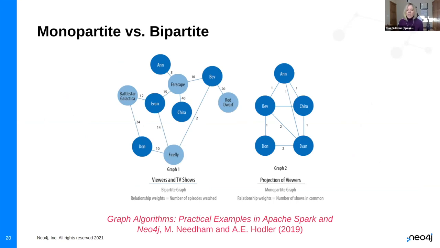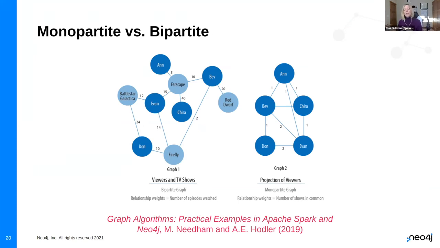Okay, monopartite versus bipartite. What this means is, how many different node types do I have in my graph? On the graph on the left, I have people, which are shown as dark blue, and I have TV shows, which are shown as light blue, and this is a weighted graph. So this is who views which TV show. The weights in this particular figure indicate the number of episodes that that person has watched. So that's a bipartite graph.